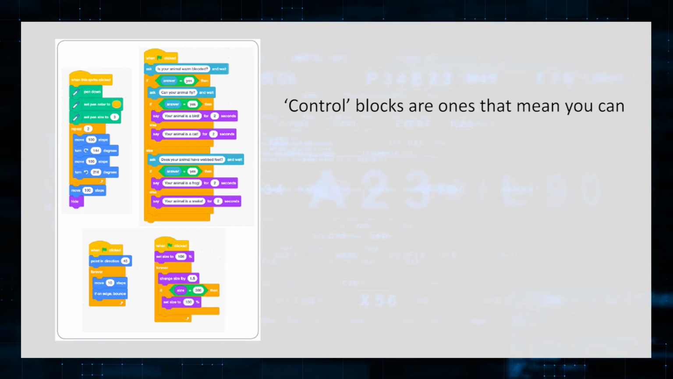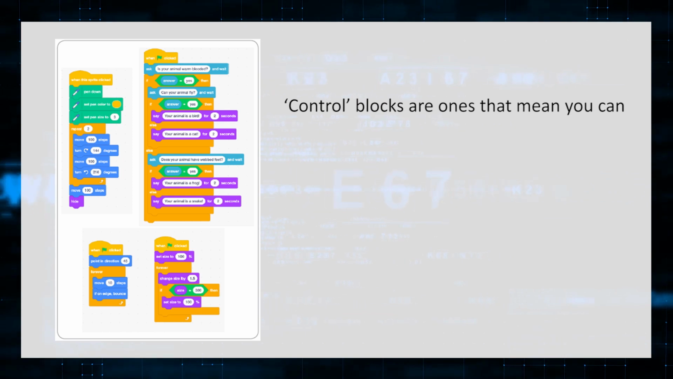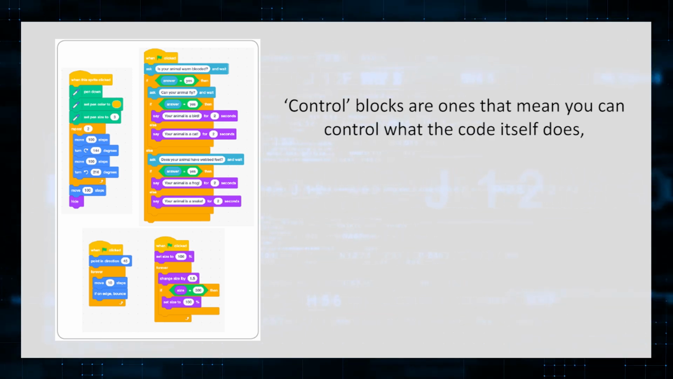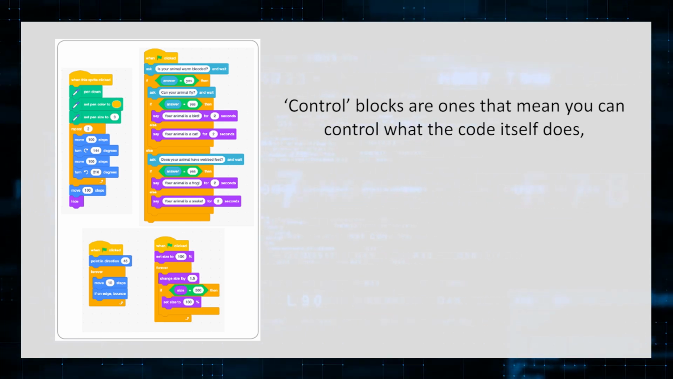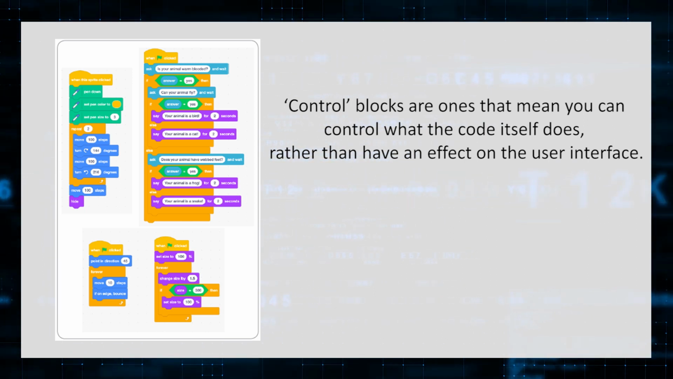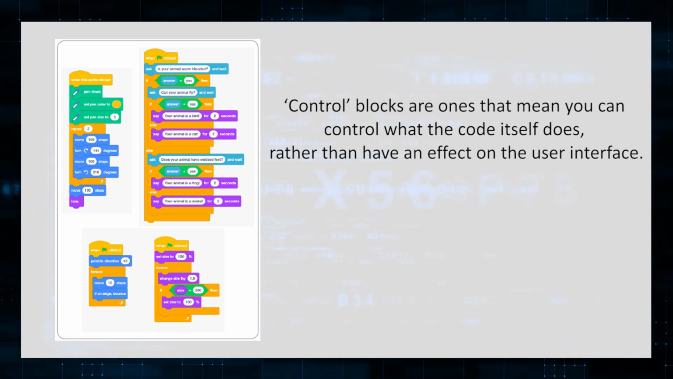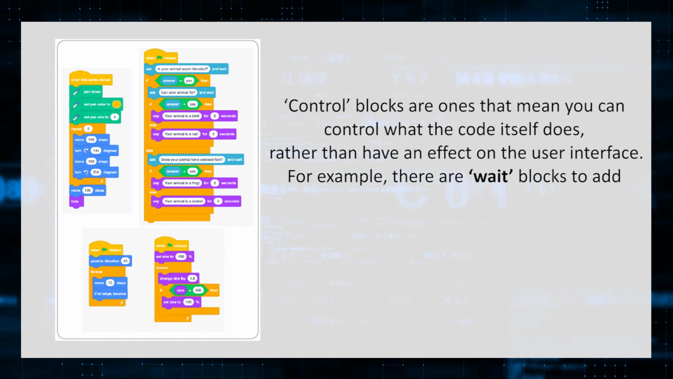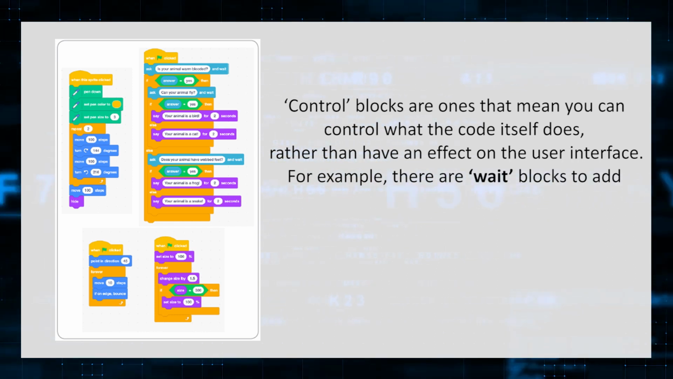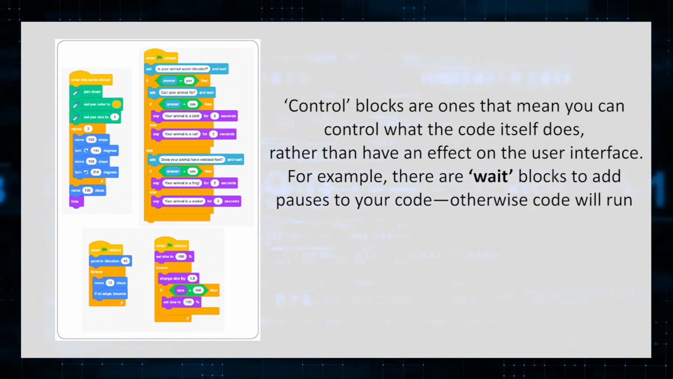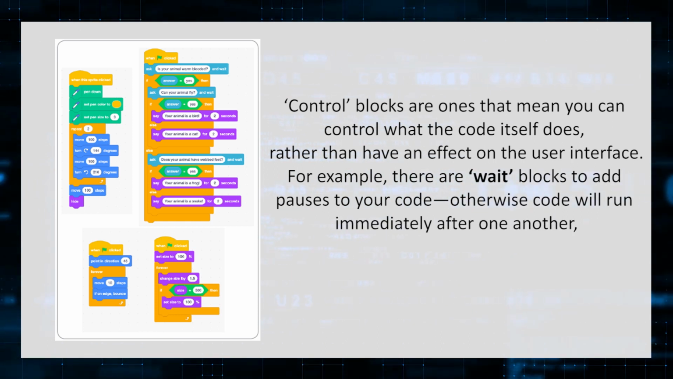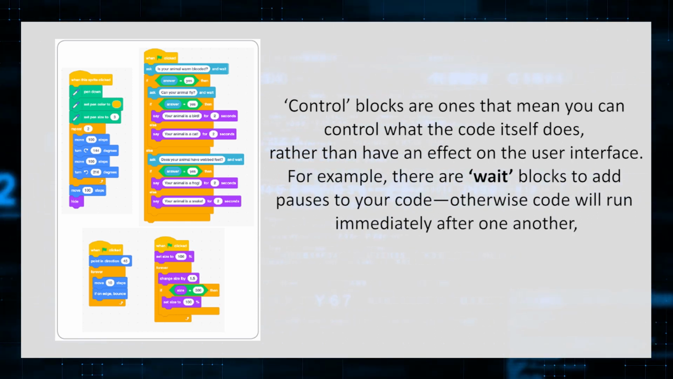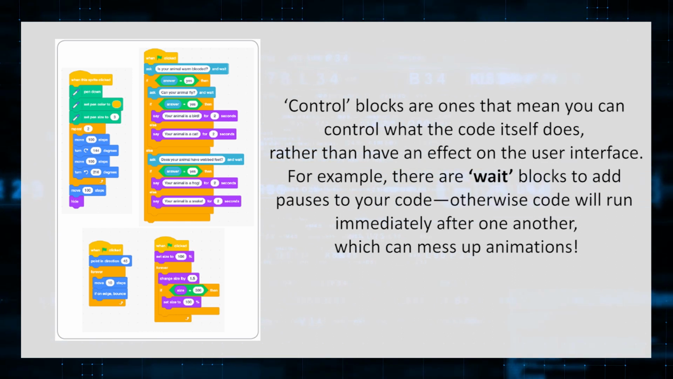Control. Control blocks are ones that mean you can control what the code itself does, rather than have an effect on the user interface. For example, there are wait blocks to add pauses to your code. Otherwise, code will run immediately after one another, which can mess up animations.